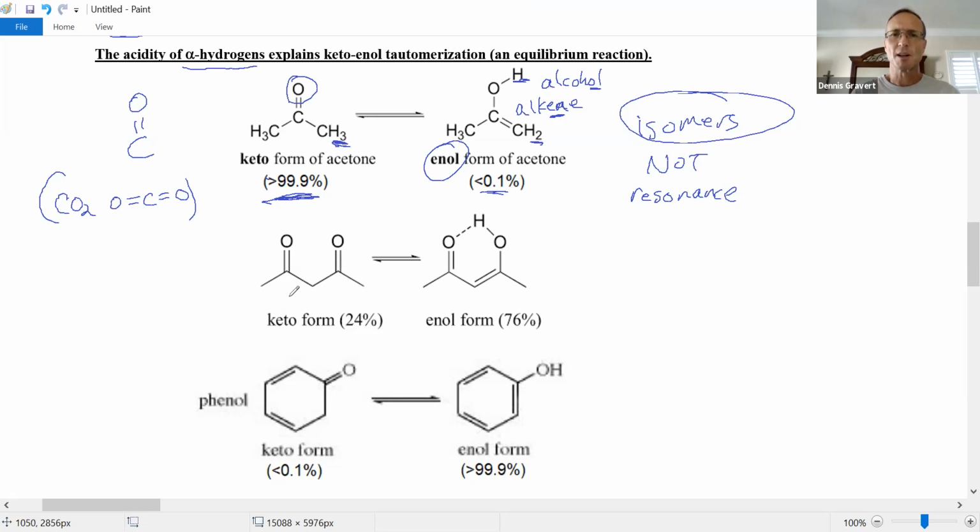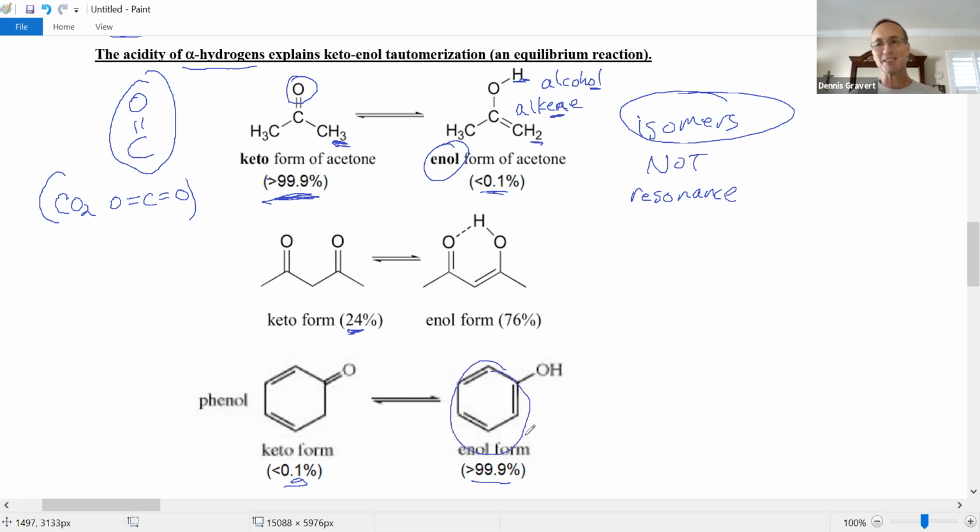Wait, what about this molecule? How come it's only 24%? And wait, what about this ketone? It's less than 0.1%. Well, even though the C=O group is one of nature's little favorites, it's nice and stable, she has some other favorites too. Let's go down to here. Why is this almost 100% enol?